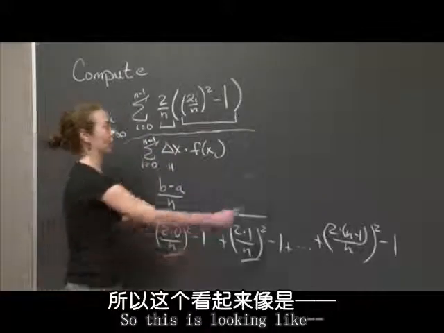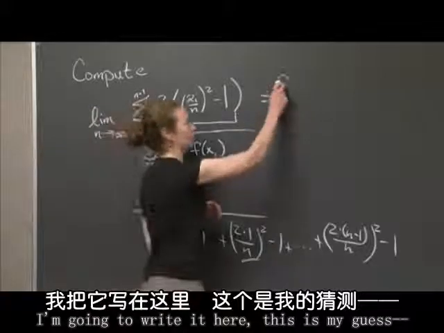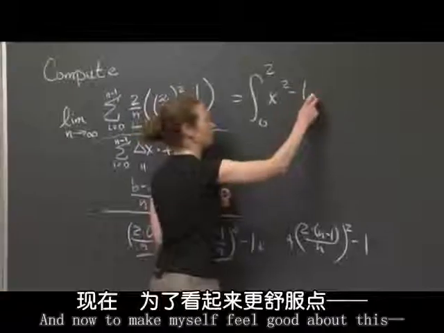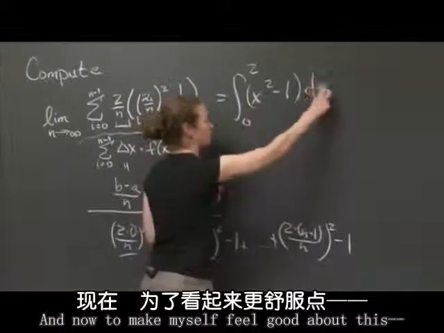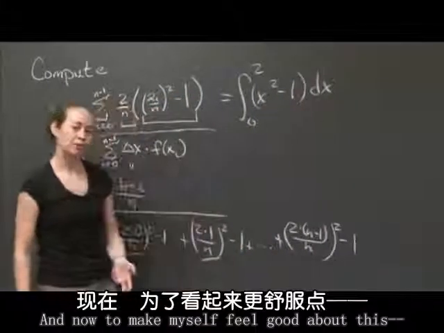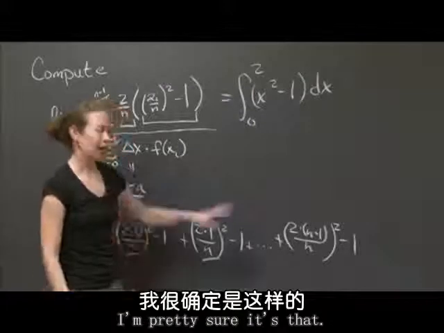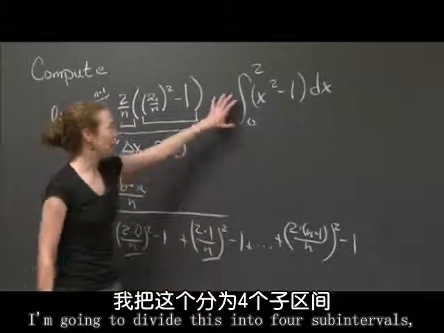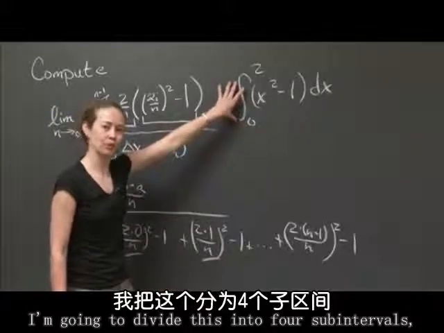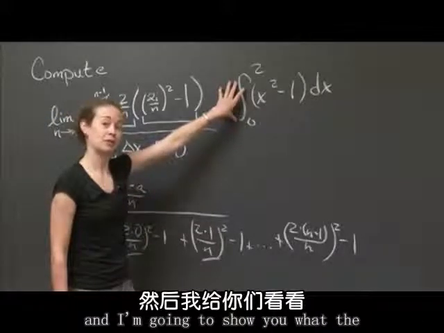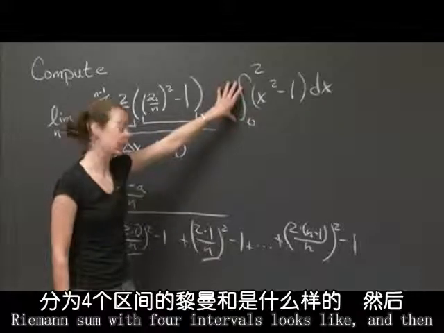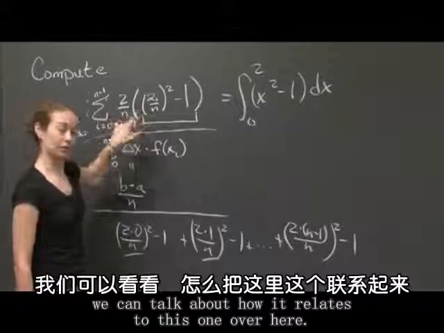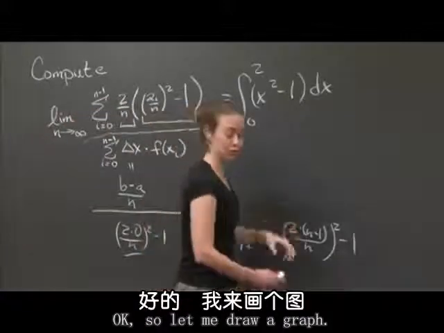So this is looking like, I'm going to write it here, this is my guess: the integral from 0 to 2 of x squared minus 1 dx. And now to make myself feel good about this, I'm pretty sure it's that. To make you feel good about this, I'm going to divide this into 4 subintervals, and I'm going to show you what the Riemann sum with 4 subintervals looks like, and then we can talk about how it relates to this one over here. Okay, so let me draw a graph.